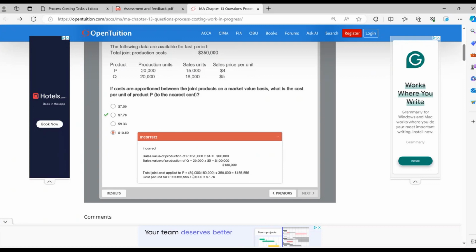P's proportion is 80,000 divided by 180,000, times the total cost. The cost for P is calculated, and when the total cost for P is divided by the units, you get the unit cost. Q will be the same: you calculate the proportion of Q using the market value and get Q's share of the costing. Q's unit cost is not the same as P's unit cost. Okay, that's the exercise.